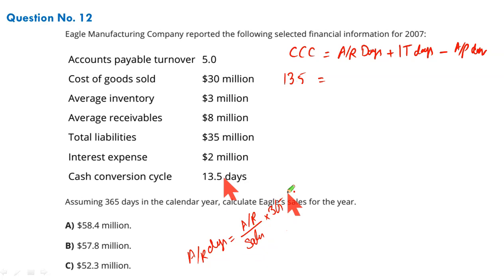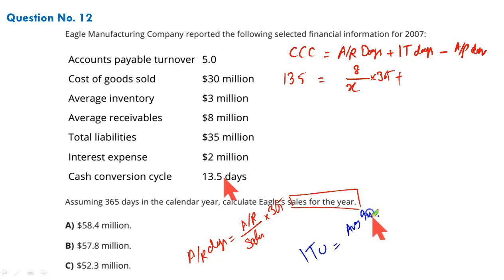Do we have AR? Yes, we do, 8 million. Do we have sales? No. In fact, that's what is needed. Sales for the year is required. That's the requirement, X. Multiply this with 365. Inventory turnover days. What's the formula? Inventory turnover in days is equal to your average inventory upon CGS multiplied by 365.